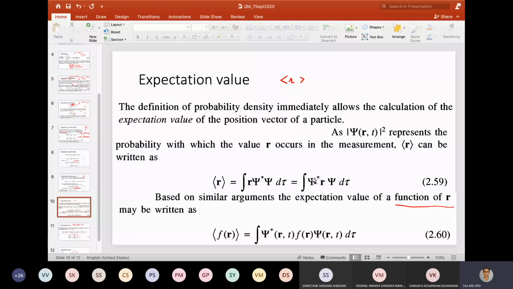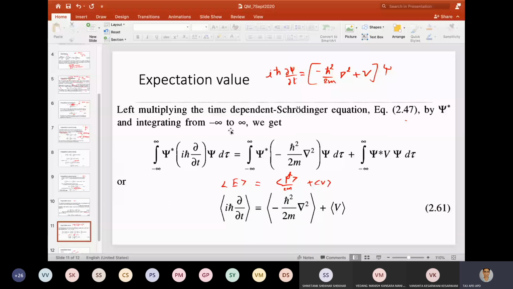And then we came across a quantum mechanical analog of a classical expression from the Schrodinger equation. Equation 2.47 is your Schrodinger equation; you multiply it by psi star and integrate from minus infinity to plus infinity on both sides. Then we come to the conclusion that the total energy is equal to the kinetic energy plus the potential energy. That is the quantum analog of the classical energy expression.